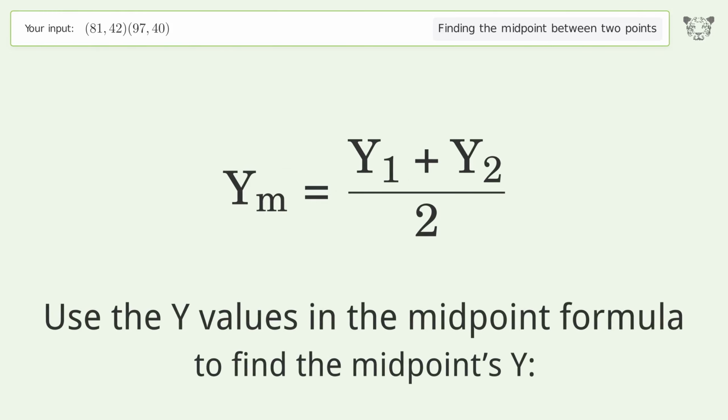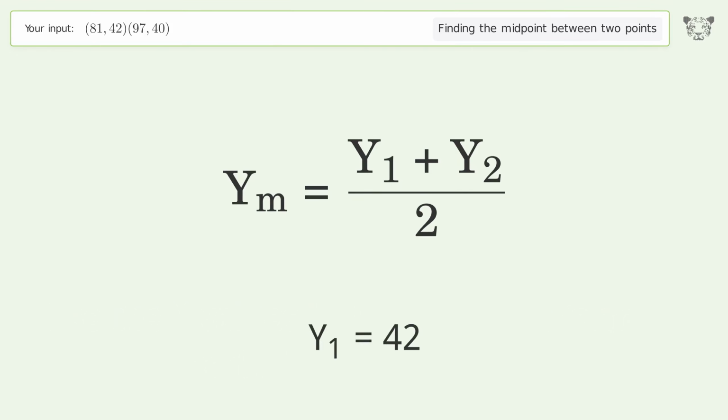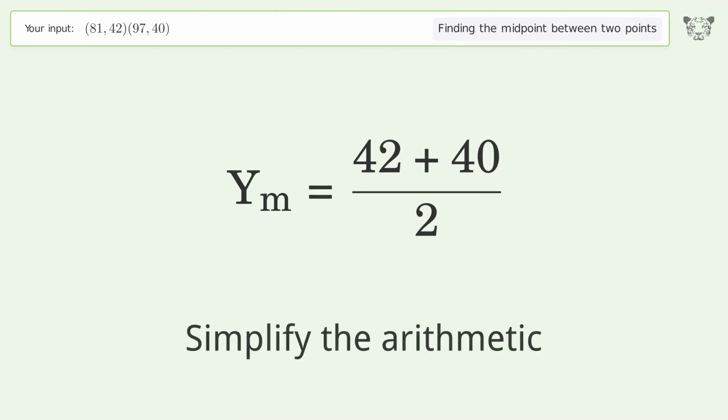Use the y values in the midpoint formula to find the midpoint's y. y1 equals 42. y2 equals 40. Simplify the arithmetic.